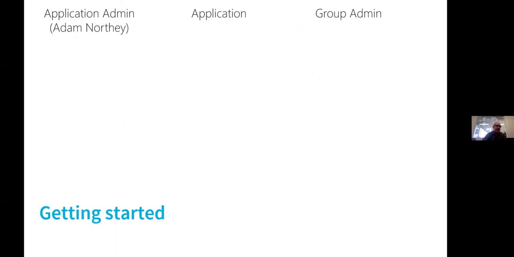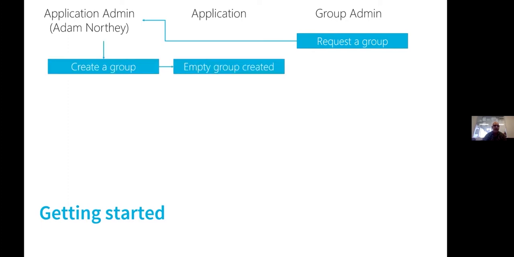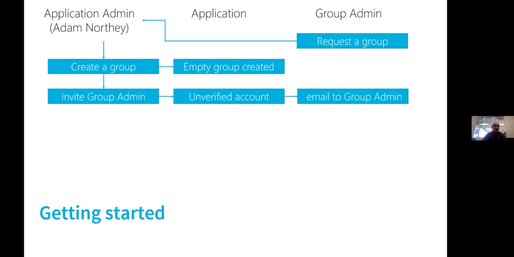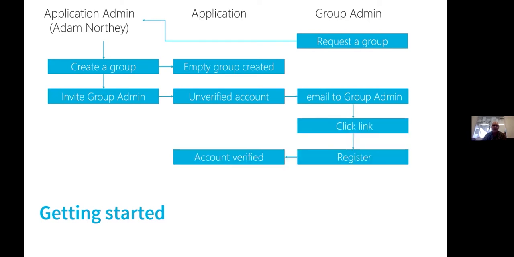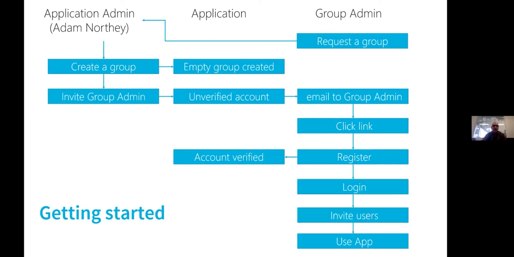These slides I've sent to Billy, so if anyone wants a copy of them, just sing out and we can circulate them. Just to reiterate, the most important thing here is when you need a new group, Adam's the guy to contact. Adam goes through the process of creating a group and then inviting that group administrator. We create effectively an unverified account. That admin gets an email, and once they click on the link to register, the account's verified, and then they can log in, invite users, and use the app. So there's that preemptive process to get set up, and Adam's the gatekeeper here.